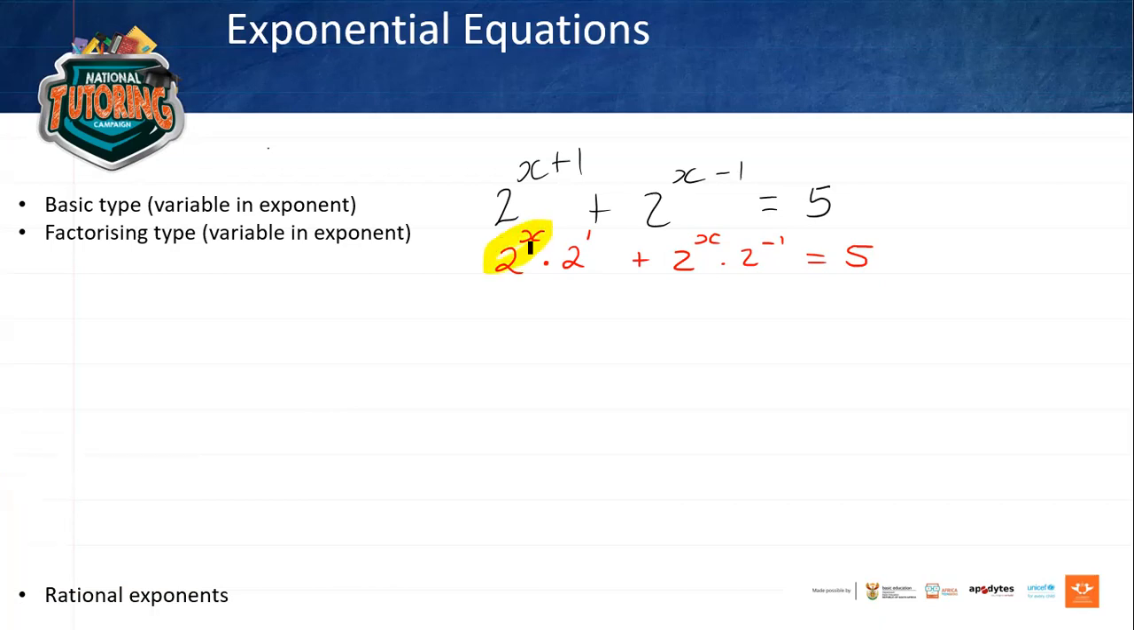In this term, I have a 2 to the x, and in this term, I have a 2 to the x. So I can take out 2 to the x as a common factor. Sometimes you'll end up with quadratics that you have to factorize, sometimes there's a whole bunch of different routes that you could take. In this question, we have to take out a common factor. Now, 2 plus 2 to the negative 1, you can tap it in on your calculator. It's going to be 2.5.